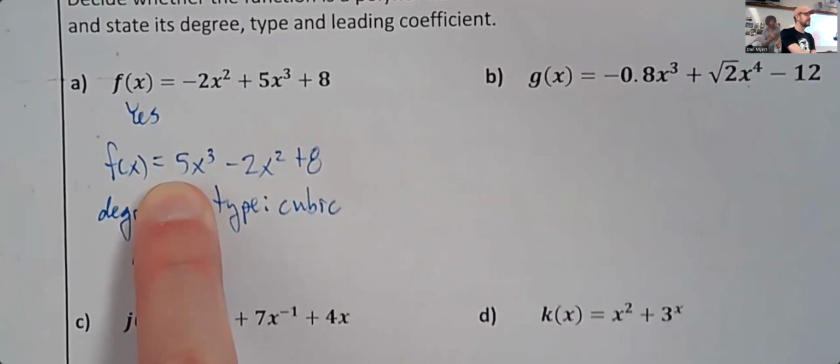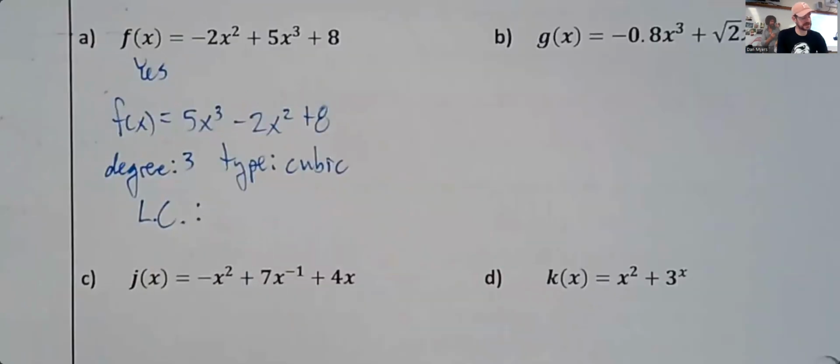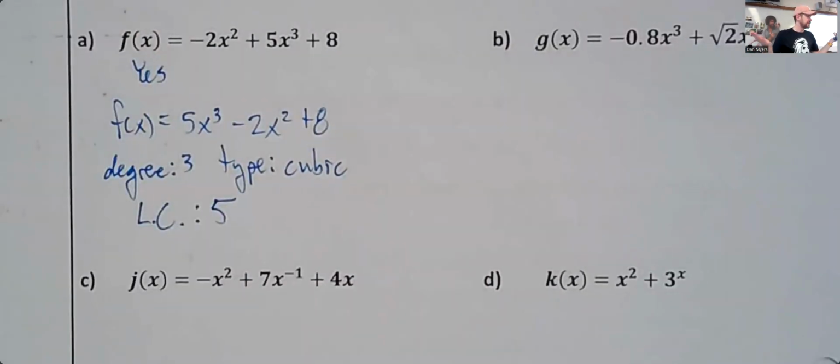What number is in front of the x to the third power? 5. So that's it. Coefficient, number next to a variable. The one that's in front of the highest degree variable is 5. So that's it for that one.